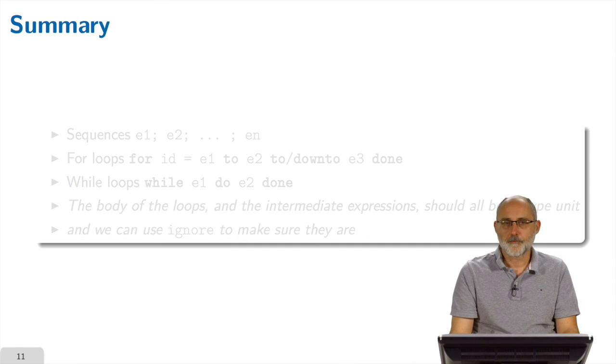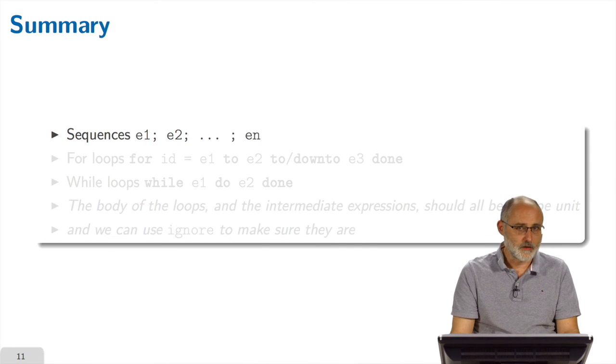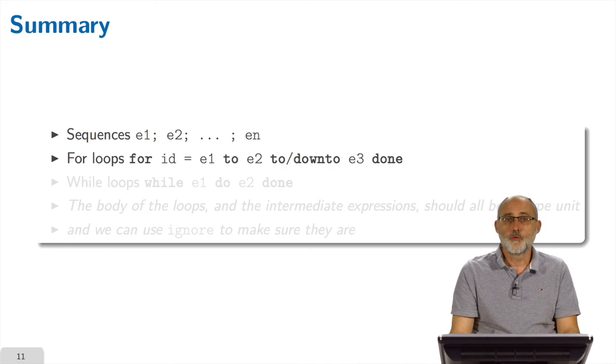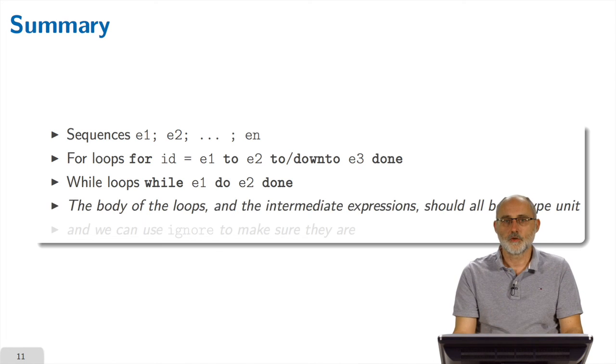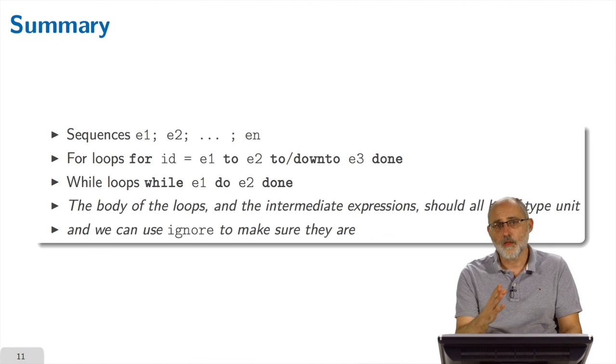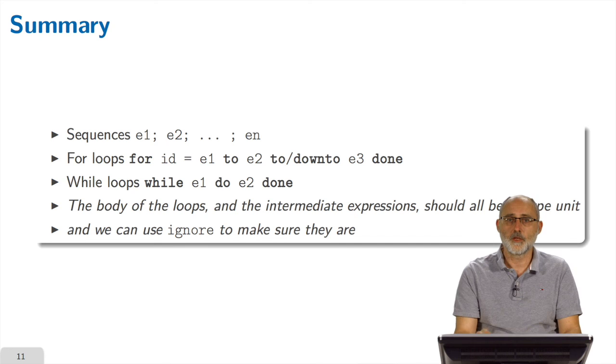To sum up, we have seen we can create sequences of expressions. We can write for loops going up or going down. We can write while loops. And in all these situations, the body of the loops, intermediate expressions should all be of type unit, or otherwise you should declare your intention by using the ignore function.